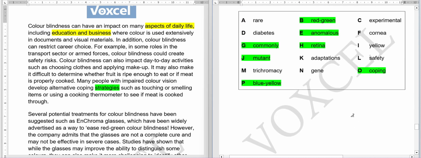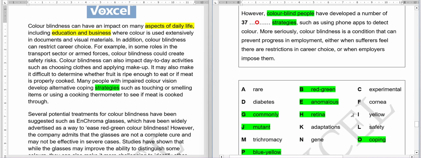That's it. So why is it coping? From where we can say, here it is written, alternative coping strategies. So they are using some other methods. So they have developed some alternative coping strategies. So coping means to mitigate something, to cope with something. So that is our answer.